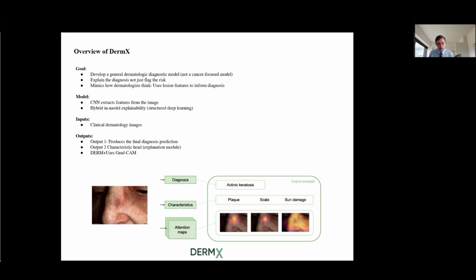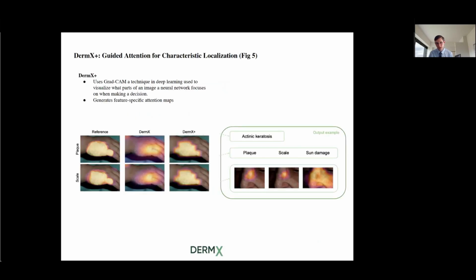So you see the plaque, it is looking at one area, the scale, it's looking at another area, and sun damage, it identifies another specific area. This is going to be the overview of DermX. And again, the DermX is the first generation model. DermX Plus is the second generation model.